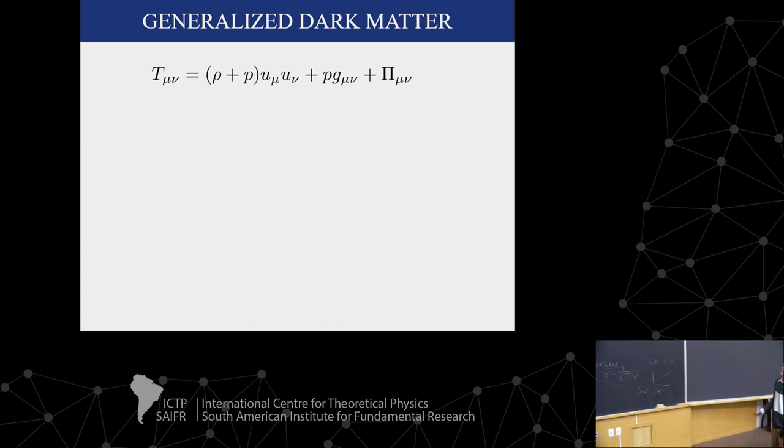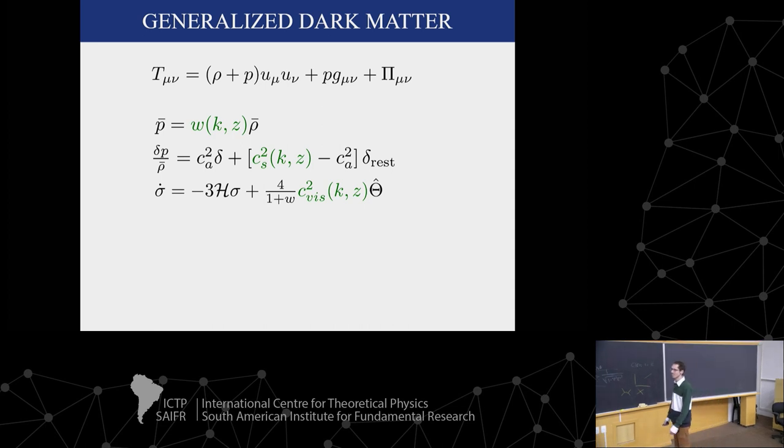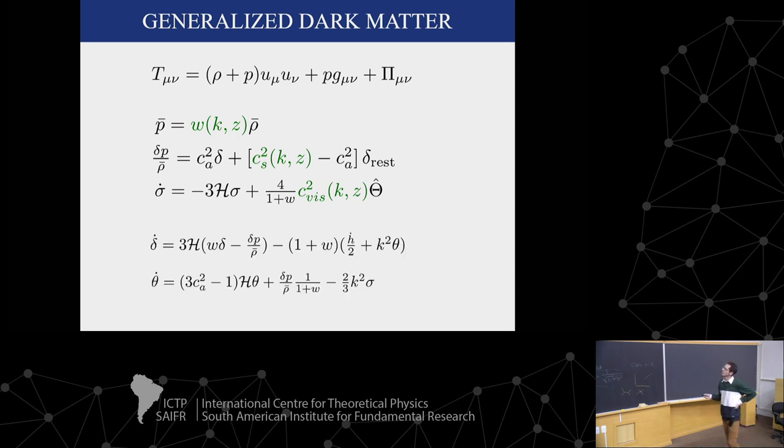So let's start with the energy-momentum tensor. We parameterize the pressure in the background and in perturbations using two functions, W and an effective sound speed. We also have an anisotropic component parameterized by the viscosity. This effective sound speed allows the pressure perturbations to have something beyond the adiabatic sound speed. These are the equations for the evolution of delta and theta, the density and velocity perturbations, and we implemented these equations in CLASS.